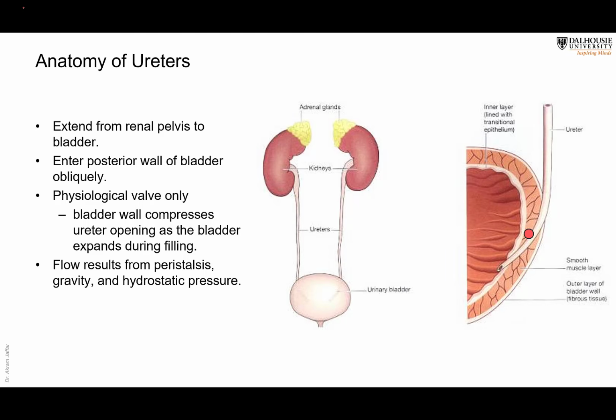And this makes it easy for the smooth muscle, which is present in the wall of the urinary bladder, to act as a valve to prevent reflux of urine back into the ureter. Why? Because once the bladder contracts, then it's going to close the ureter. So the urine cannot pass up into the ureter. It has only one way to pass, and that is through the urethra.